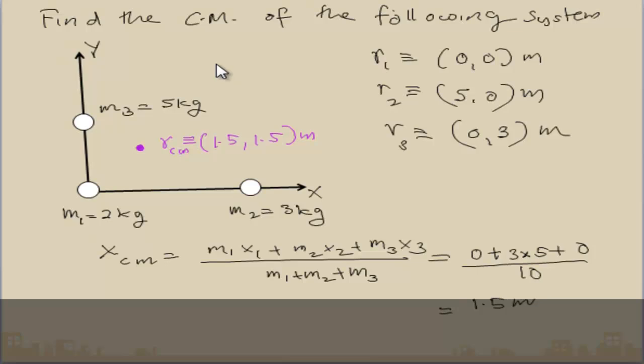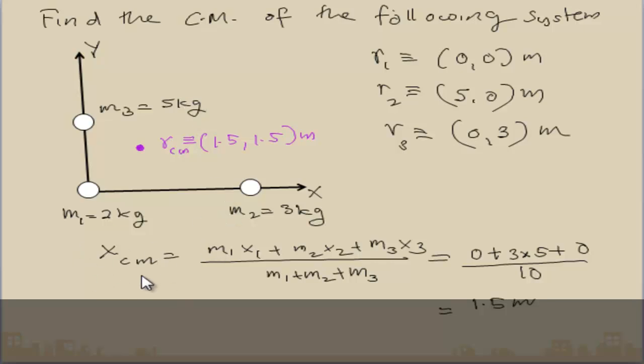So now let's go over an example. We have three masses located at three different positions. Mass M1 is at the origin of the coordinate system. Mass M2 is at 5, 0, and M3 is at 0, 3. These are the coordinates of the positions of each mass, and we need to find the center of mass of this system. M1 is 2 kilograms, M2 is 3 kilograms, and M3 is 5 kilograms.